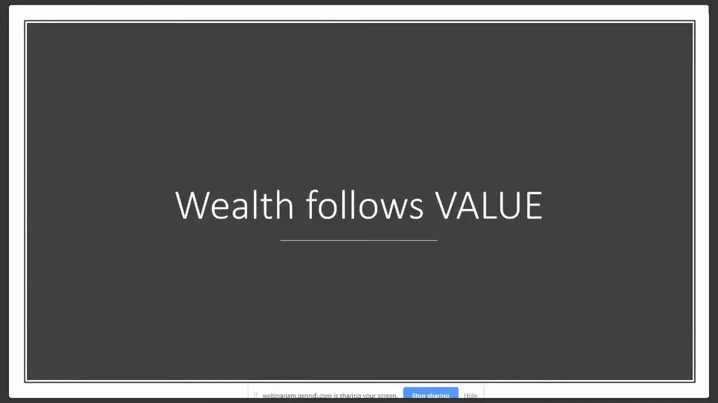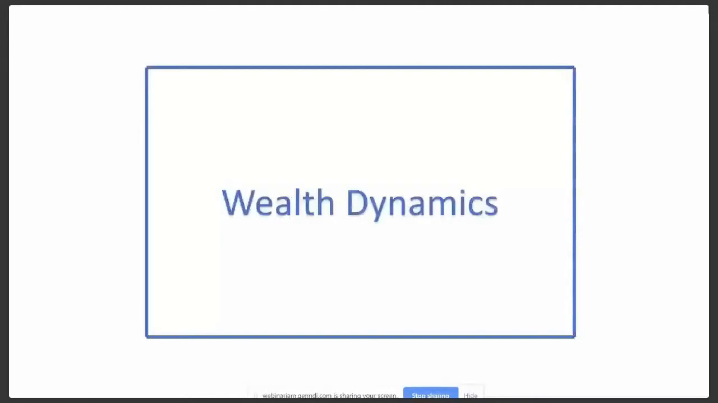So I had a little bit of a look at different frameworks that may be applicable to understanding what your value is that you can add in order to become wealthy. And I came across a concept called wealth dynamics. If you haven't heard of it before, go do some research on it. It is a very interesting concept. So let's start with wealth dynamics.